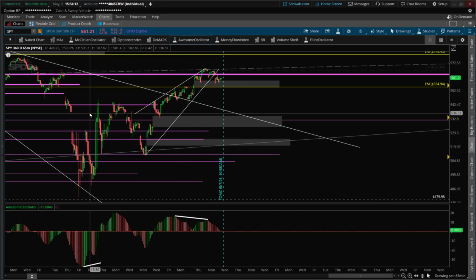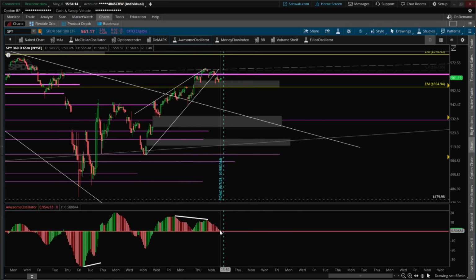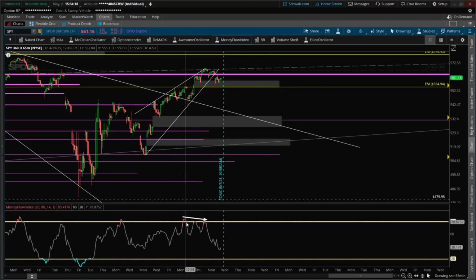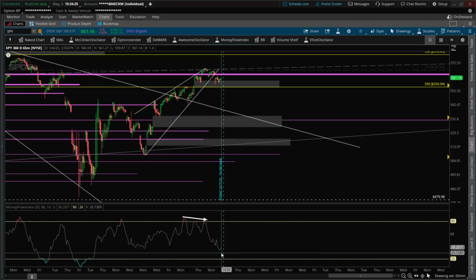Negative divergence on the awesome oscillator, and we're now at a neutral point. Money flow index had negative divergence. We're not oversold, but we're in a position to where we're getting close. Let's see what happens with price action. No setup here.